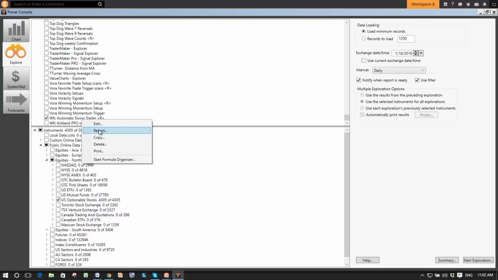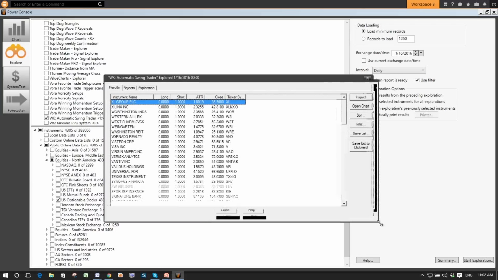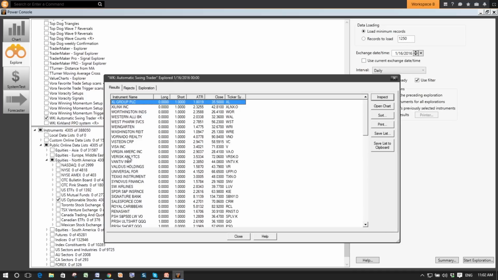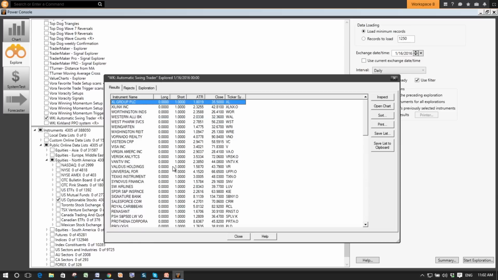So right here, I'll click on the report. It's going to give us a list. Okay. Now with this list, you'll notice I have the instrument name right here. I have columns: long, short, average true range, and close. Okay. And I can sort these. If I just want to look at long opportunities right now in the market, I can just sort them based on long. And that'd give us four opportunities there. If I wanted to look at short opportunities, I could just sort them by that. And we'd have quite a few that are available right there.